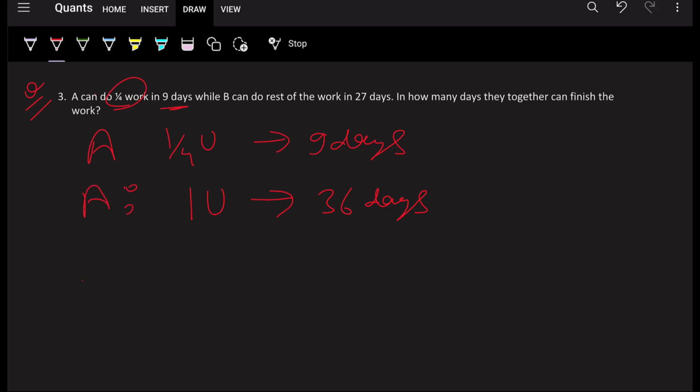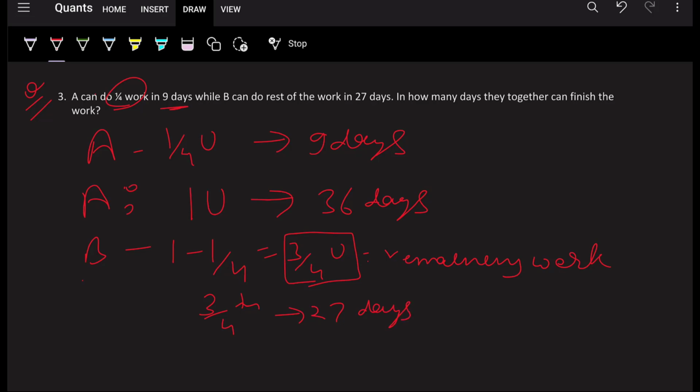Now for B, the rest of the work is completed in 27 days. Now if 1/4 of the work is completed, then the remaining work will be what? 1 minus 1/4, which will be 3/4 unit of work. Because this is the remaining work. So 3/4 of the work is completed in what? 27 days. So therefore, the whole 1 unit of work will be completed in 27 into 4 divided by 3. This is equal to 36 days.